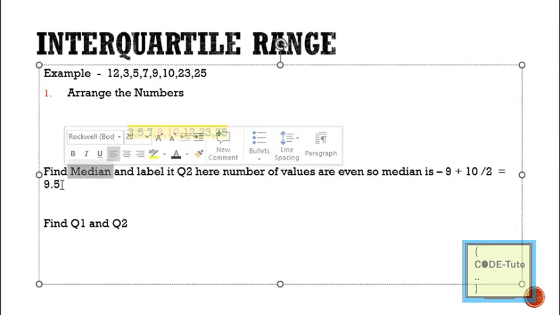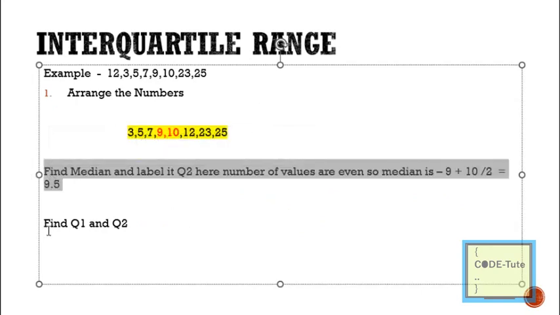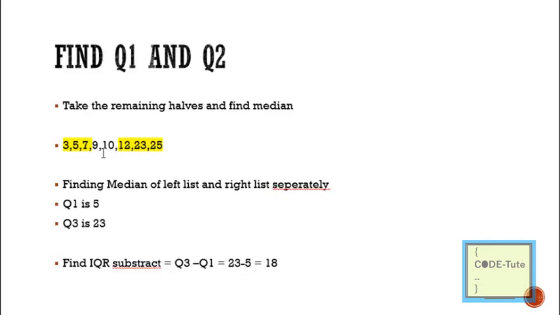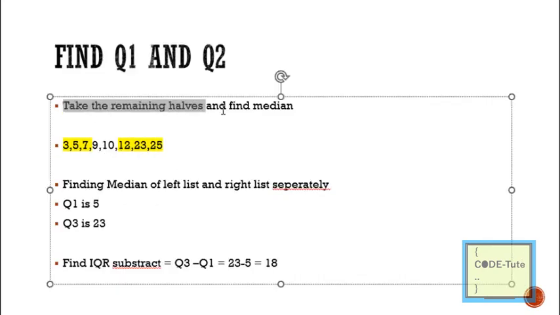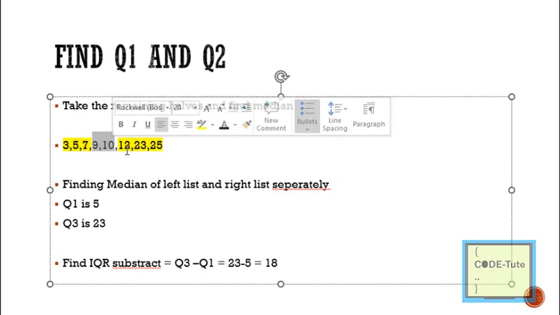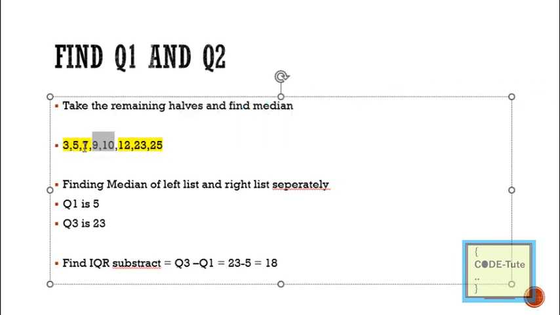Okay, so after calculating the Q2 value, let's find out Q1 and Q3. To calculate Q1 and Q3, take the remaining halves and find the median. So 9.5 is Q2, right? So take the left hand side 4 values and right hand side 4 values. On the left hand side we have 3, 5, 7, and on the right hand side we have 12, 23 and 25. Finding the median of the left list and right list separately, Q1 is 5 and Q3 is 23.